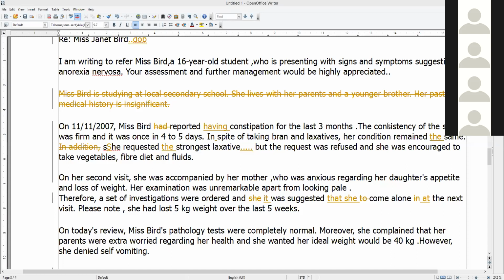What's this? She came to me last month for a general checkup. A checkup. It's a noun. We need an article. Don't forget your articles. General checkup. What did you say? She came to me last month for a checkup.